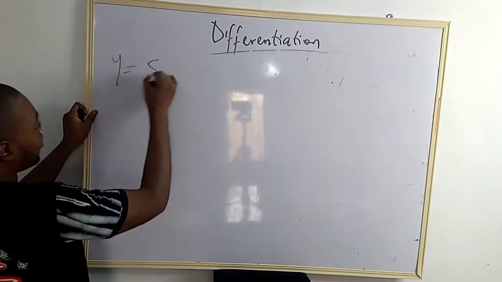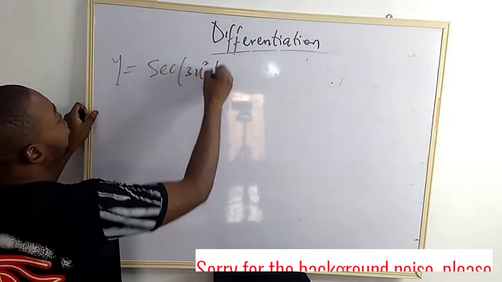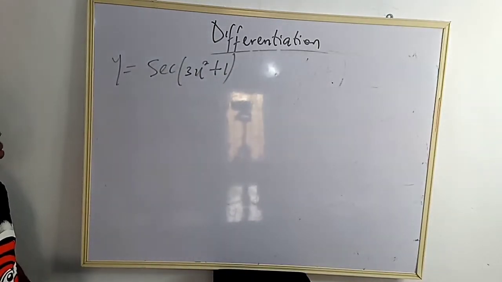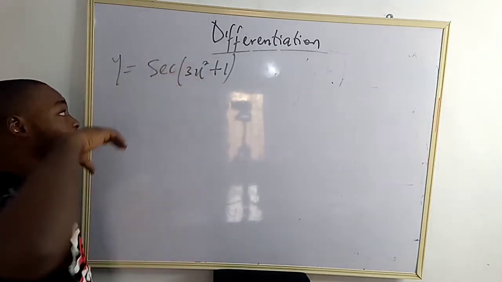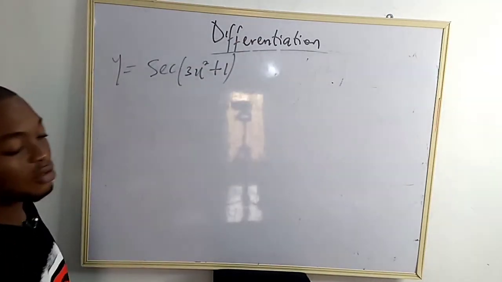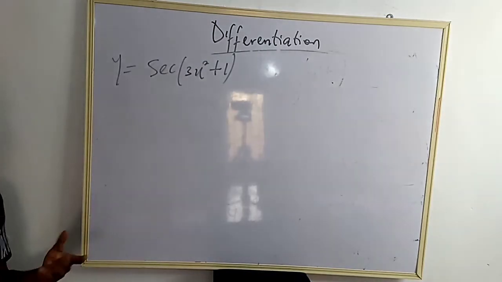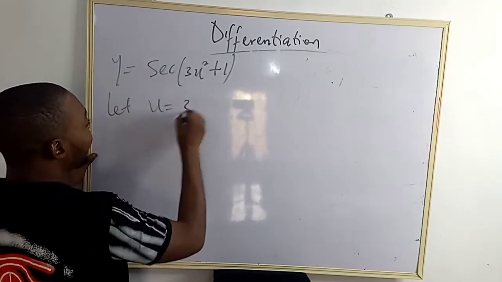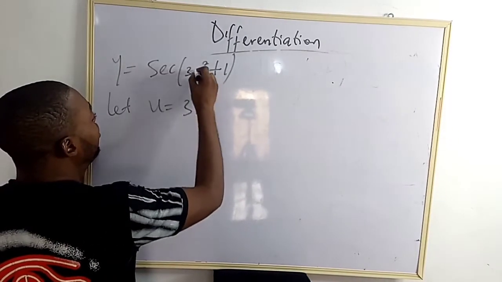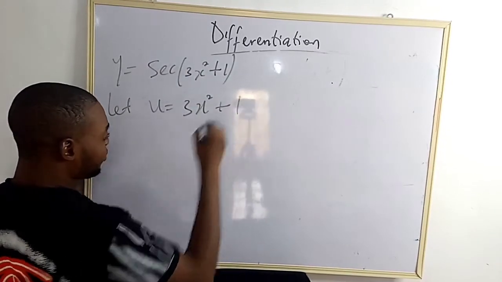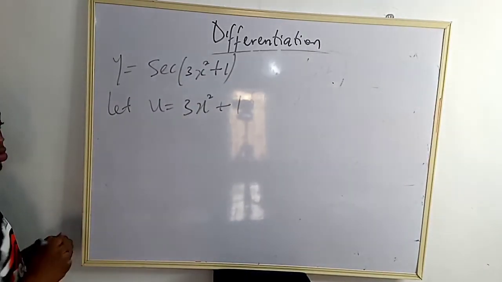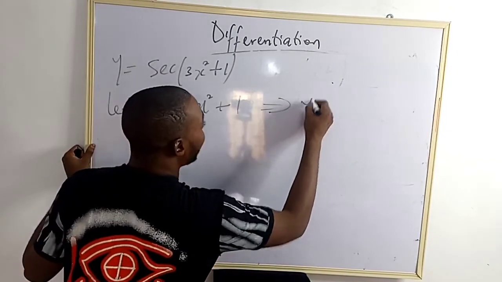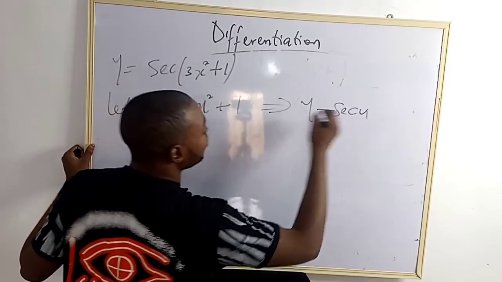The next question is y is equal to sec (3x squared plus 1). So this is also a function of another function. Sec is a function of 3x squared plus 1, which is also a function. So we use the chain rule, right? Let u equal 3x squared plus 1. If u is equal to 3x squared plus 1, this implies that y will be equal to sec u.